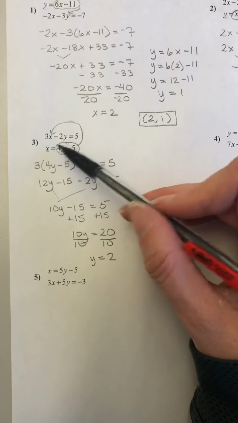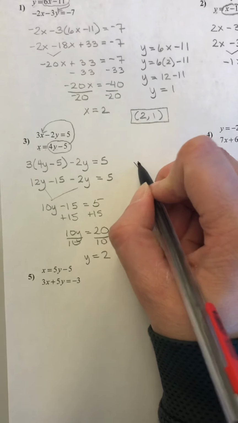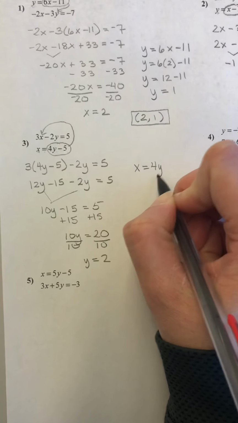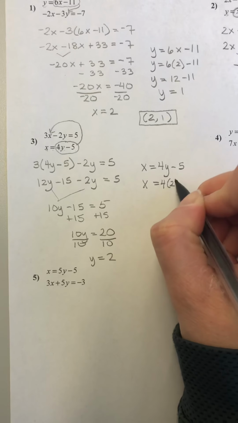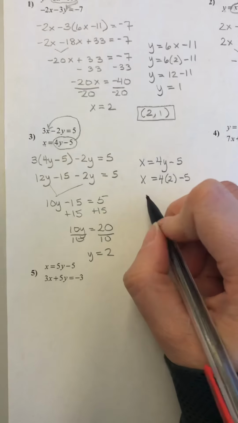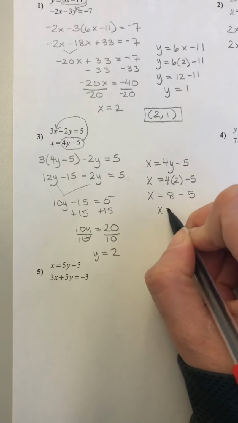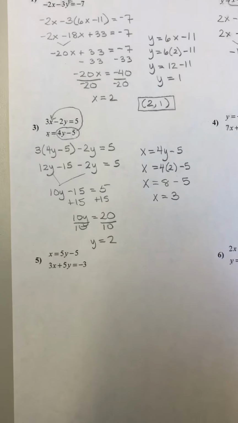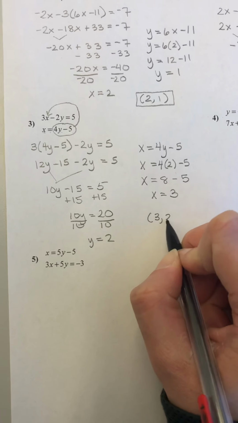But go back to what you circled. It says the x coordinate is 4y minus 5. So the x coordinate will be 4 times the y coordinate minus 5. But since I know the y coordinate, I'm going to plug that in as 2. So I get x equals 8 minus 5. So x equals 3. But then don't forget, your solution to the system is always a point. So I'm going to write that as 3, 2.